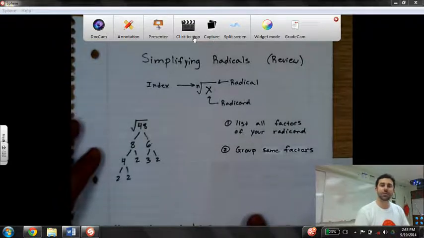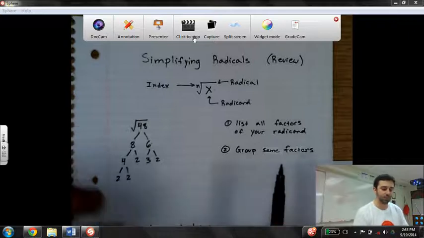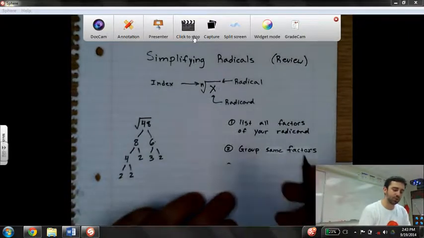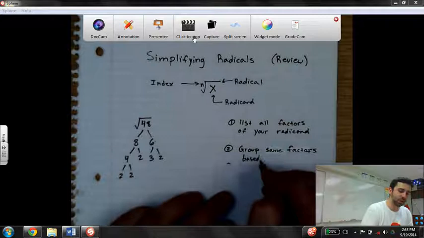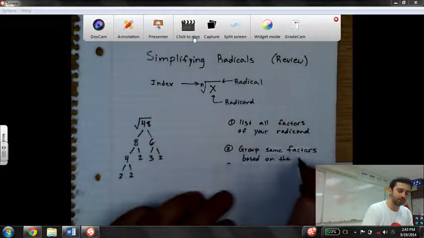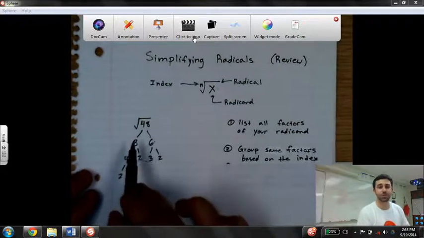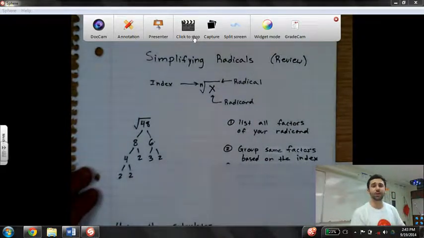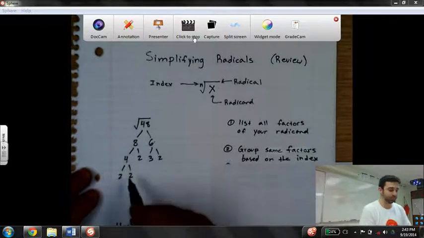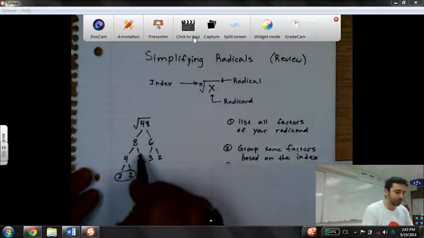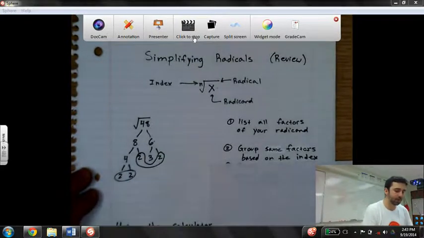Next, I'm going to group the same factors. And when I talk about grouping, you want to make sure you group based on the index. And so in this case, our index is an assumed 2. And so we're going to have groups of two numbers that are the same. So this group, and then this group right here.